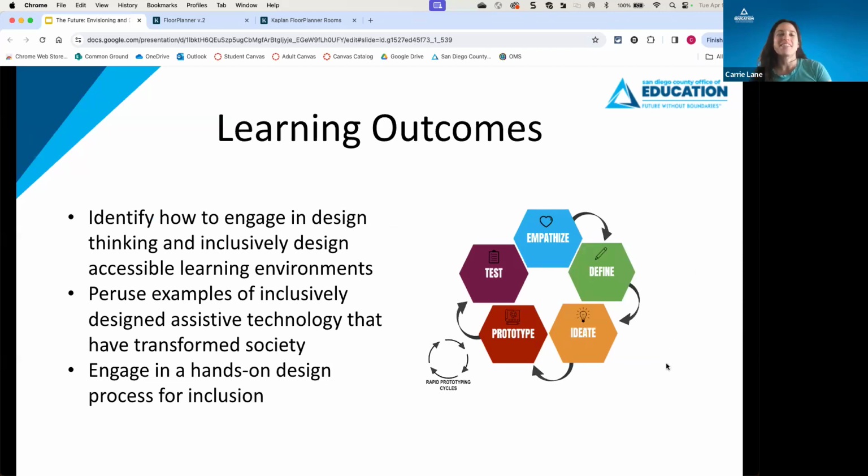Okay. So in the session today, the first thing we're going to do is talk about how to engage in design thinking. Some of you may be familiar with the process. It's been out for a while now. It's similar to the engineering design process. And so we'll talk a little bit about how to use design thinking and how to inclusively design for our learners. We will also look at some examples of assistive technology and how they were originally designed for individuals who had different disabilities, but now they are mainstream and many people are using them in multiple different ways. And then we will walk through our own mini design thinking process. Nothing stressful, just a little bit of envisioning.